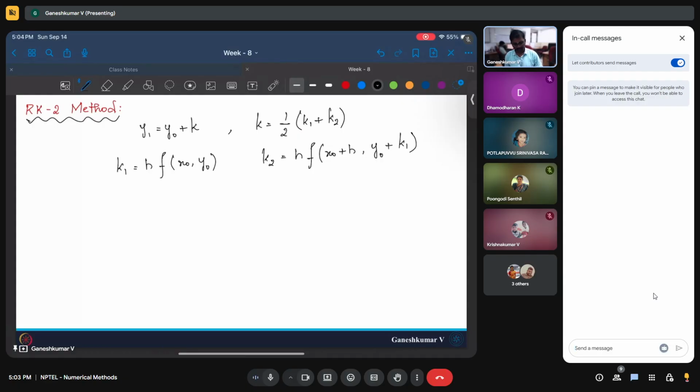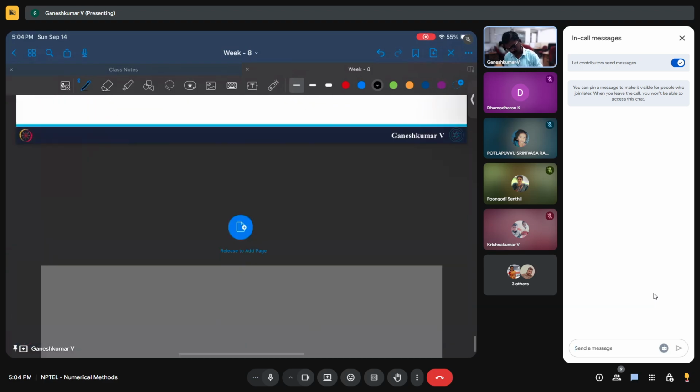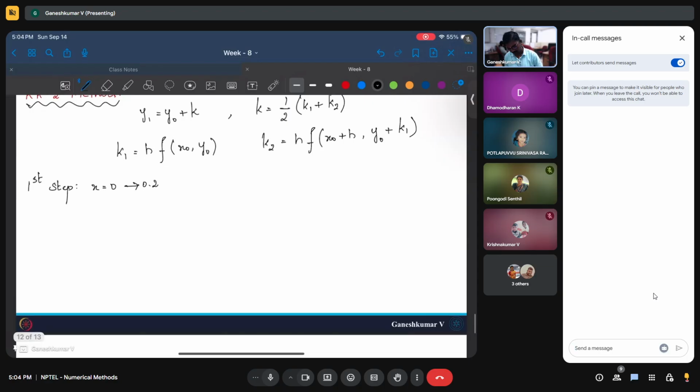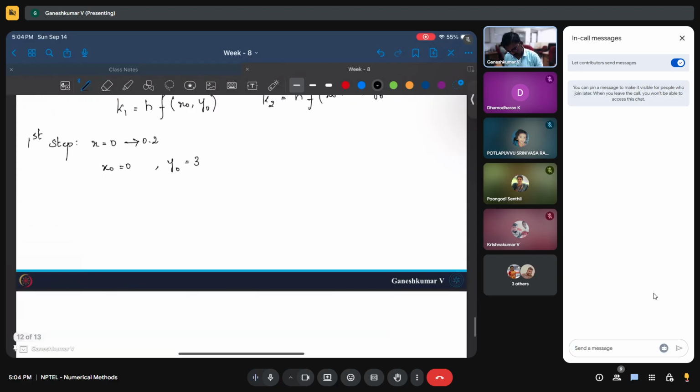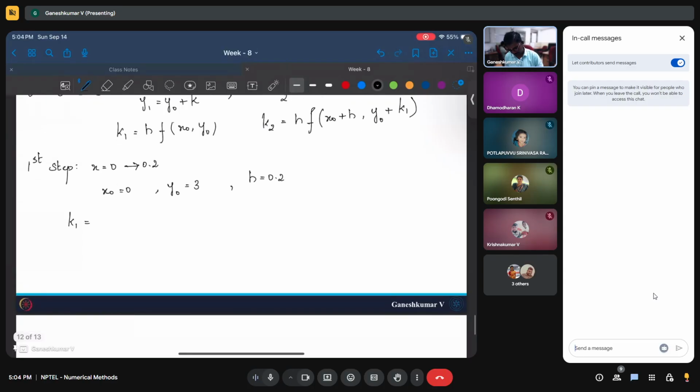Again, we are going to take two steps. Here, the first step is to go from x equal to 0 to 0.2. Just to explain, I'm writing this, but it's not required; it's just for better understanding. So your x naught is 0, y naught is 3 as usual from the initial condition, and f of x we know. The first thing you have to find is h, which is 0.2. Again, the step size we are going to keep the same. H is 0.2.